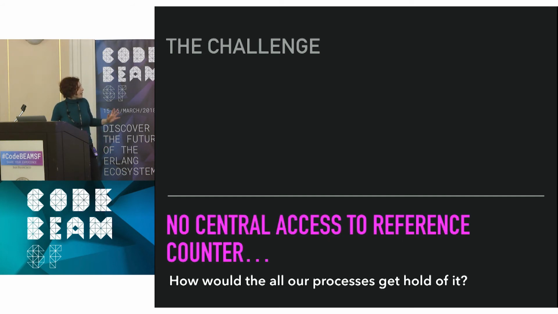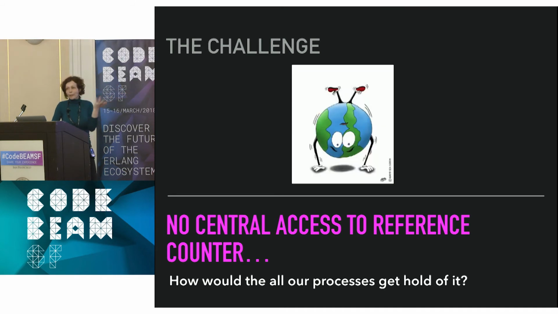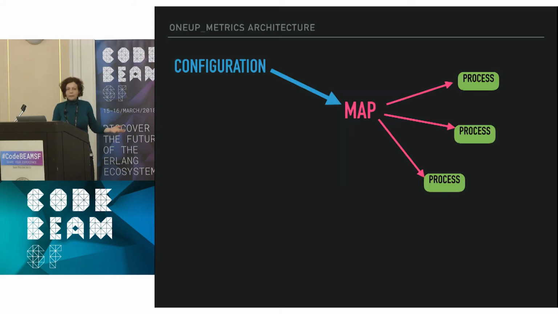Since we don't have central access to it, it's sort of an upside down problem for Erlang developers. So this is what we did, and I'm open to criticism here. We have a metrics configuration, which is very similar to Exometer. It will have a list of atoms as a metric name.